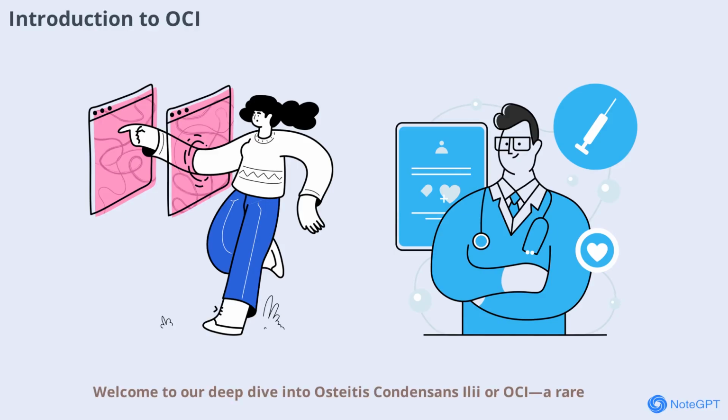Welcome to our deep dive into Osteitis condensans Ilii, or OCI, a rare, often misunderstood cause of lower back pain. OCI is a benign, self-limiting condition that primarily affects the iliac part of the sacroiliac joints. While its exact cause remains unknown, it is most commonly seen in women, especially after childbirth. Many people with OCI are asymptomatic, but some experience chronic, intermittent back pain.